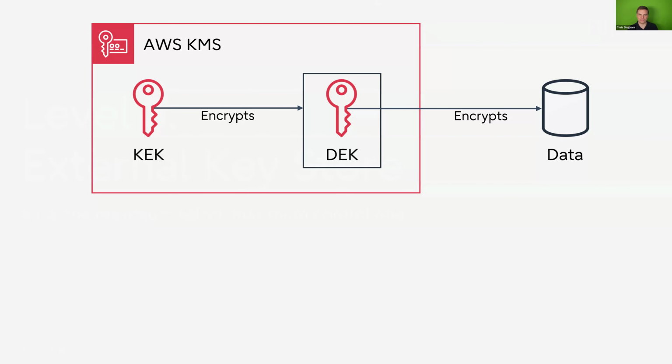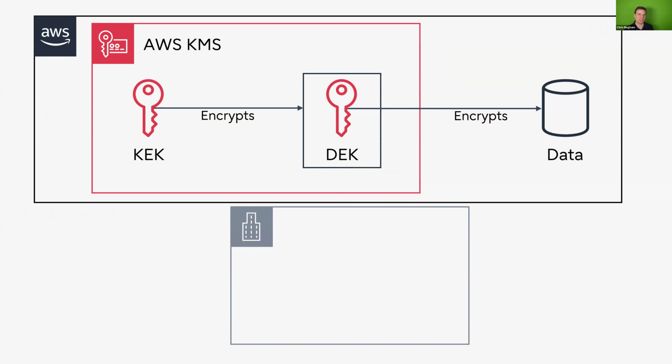So we start with the default KMS setup. DEC encrypts data, KMS generates KEK, KEK envelopes DEC in encryption. And now we introduce components outside of AWS. This is the external part of XKS, key management external to AWS. Meaning we need to provide a key management system ourselves, your own KMS, to work with AWS KMS.